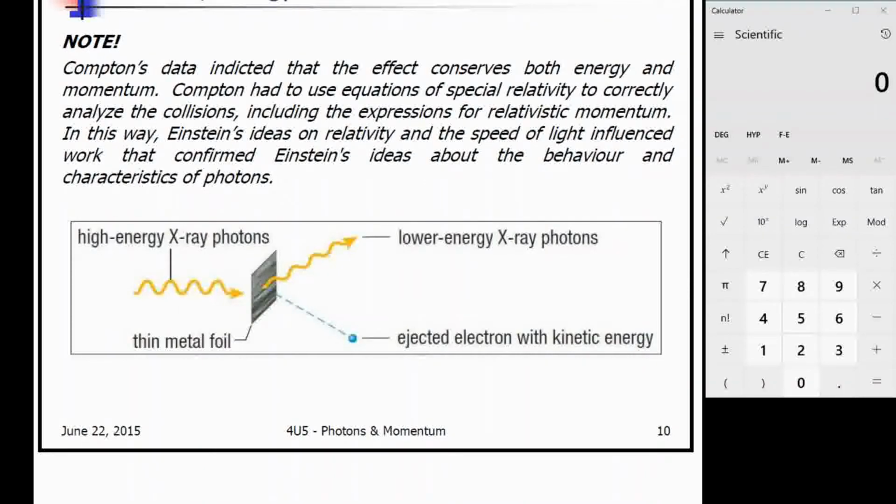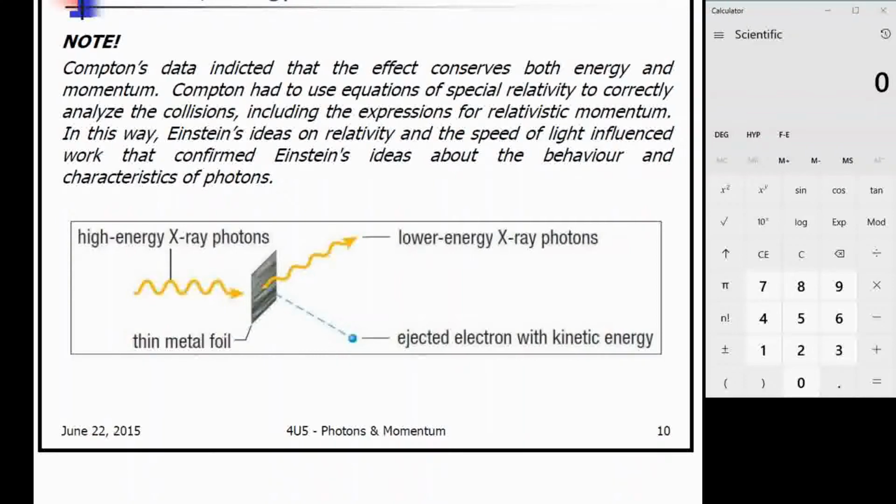Going back to what we learned in Unit 2 about the conservation of energy and the conservation of momentum, through his calculations he found that both the conservation of energy and conservation of momentum were kept intact as well. And it says here that in this way, Einstein's ideas on relativity and the speed of light influenced work that confirmed Einstein's ideas about the behavior and characteristics of photons.